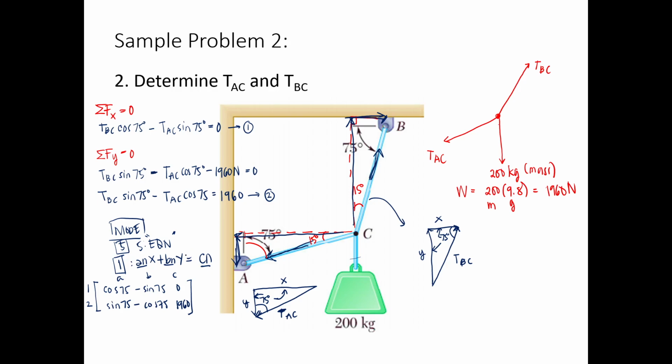Okay, so for the answer for TBC, TBC is equal to 2186.10 newtons. And for the tension on AC, that's 585.76 newtons. So these are the answers.